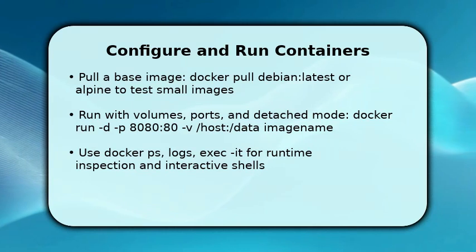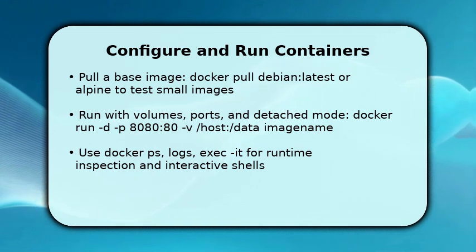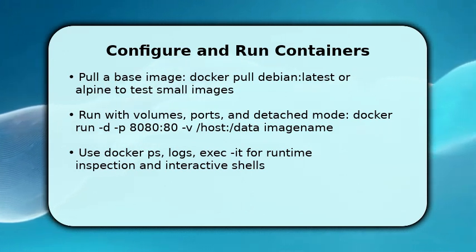Now you'll run and configure containers for real work. Pull a compact base like Alpine or Debian to save bandwidth, then run containers with explicit flags. Use -d to detach, -p to map ports, and -v to mount host directories for persistent data. Make sure to set resource limits when needed. That prevents runaway containers on a pentest VM.